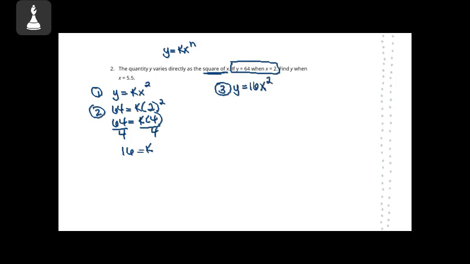And if I want to now find y when x is 5.5, I'm just going to plug in 5.5 squared. I'm going to multiply that value by 16, and I will get 484.